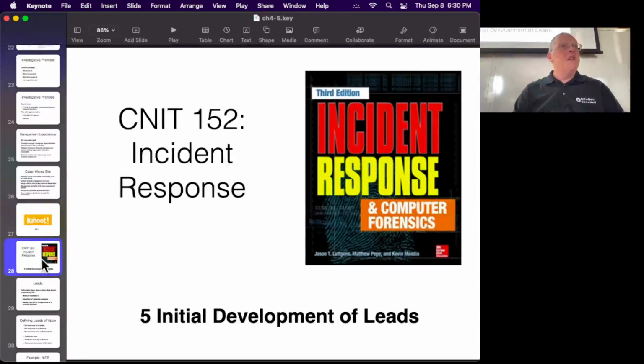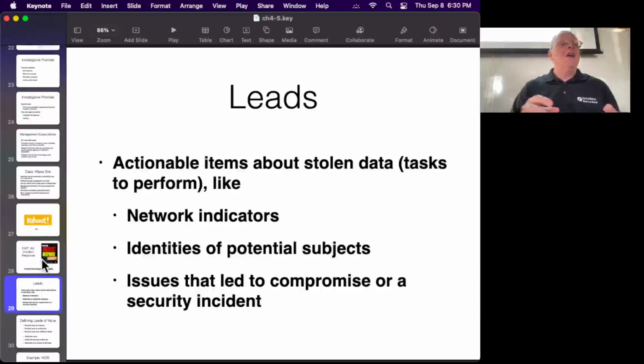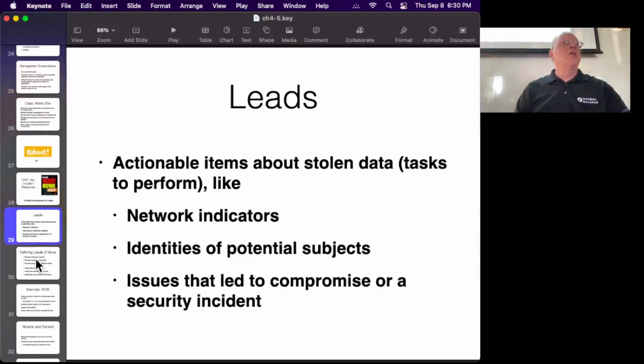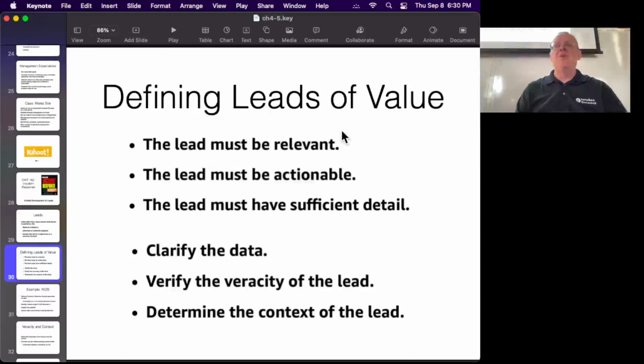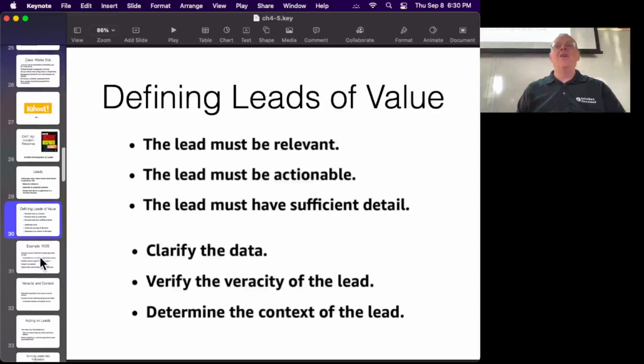All right, so then you gotta have leads. So leads are information that gives you something you can work with to find more useful information. That's some actionable item, like a network indicator or the identity of people that are involved, or some issue, something that gives you some direction in which to investigate where you may find more good stuff. So it has to be relevant to this incident, it has to be actionable, something you can actually do something about, and it has to have enough detail so you can make some progress. So first you clarify the data, make sure you understand what you are being told, then you go make sure it's true. You check to make sure it's not just a misunderstanding or a falsehood, and then the context, and then you can figure out how to exploit this lead.